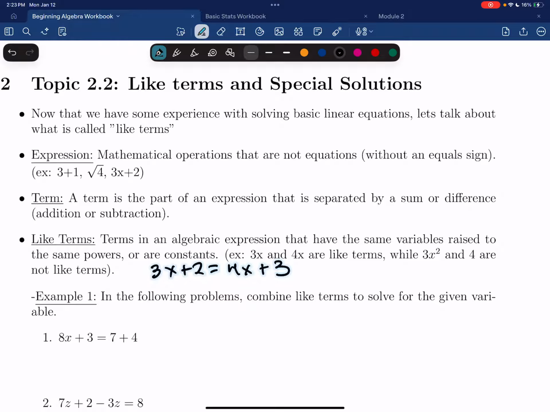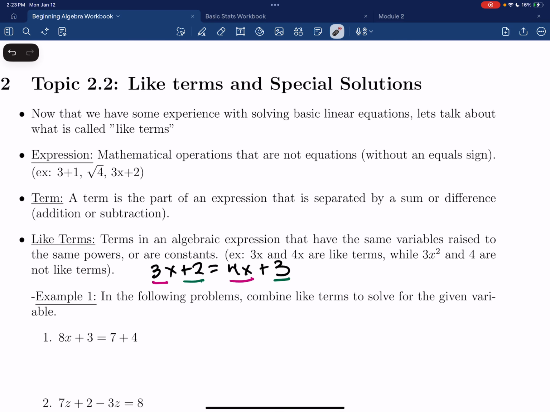So let's figure out what our like terms would be. Well, 3x and 4x, those are like terms because they have the same variable x and they're both to the same power. And as for the 2 and 3, those are also like terms. But one thing to keep in mind is that the 2 and 3 are only like terms with each other. So 4x and 2, they are not like terms.